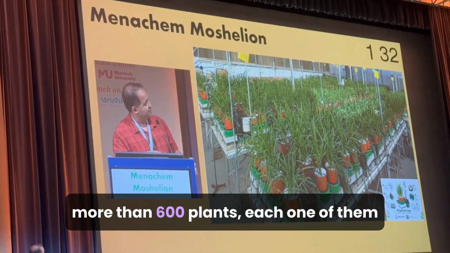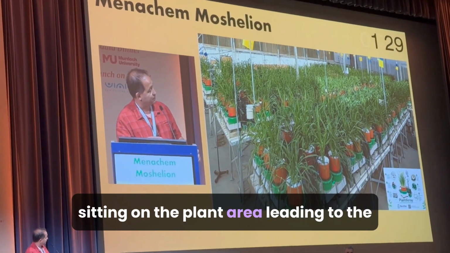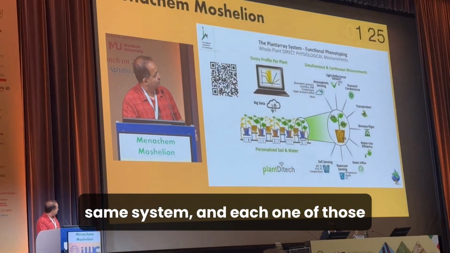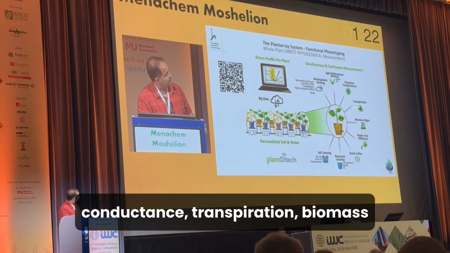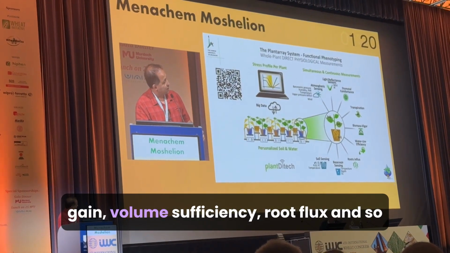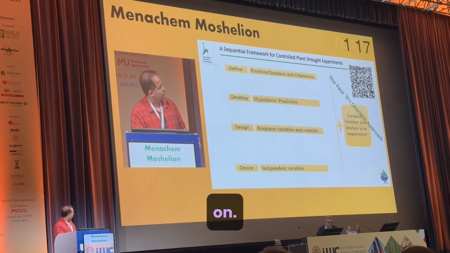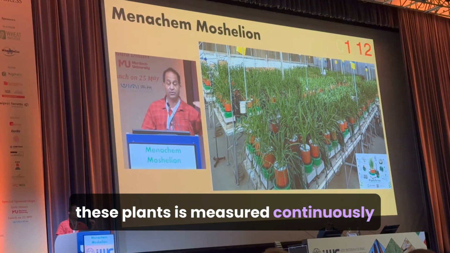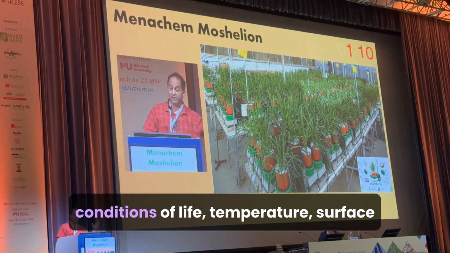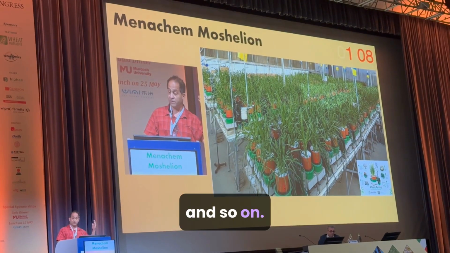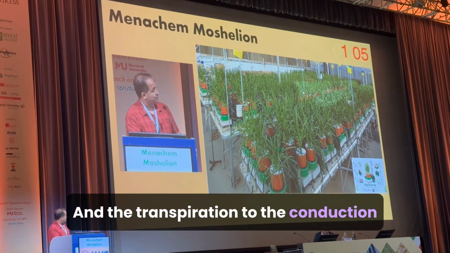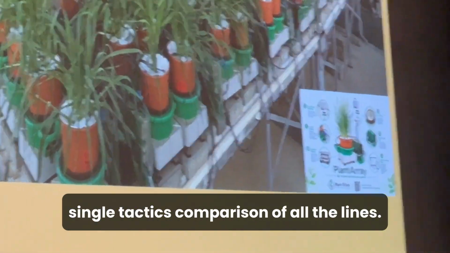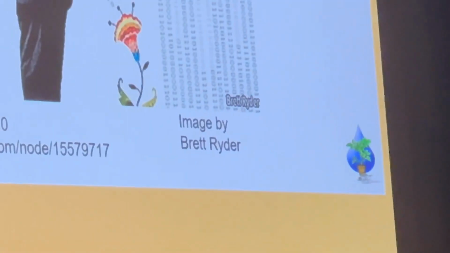We have here more than 600 plants, each one of them sitting on the plant array using the system. And each one of those being measured for stomatal conductance, transpiration, biomass gain, water use efficiency, root flux, and so on. And the nice thing about it is that each of these plants is measured continuously. Every few minutes, we measure all the conditions, light, temperature, CO2, and so on. And the transpiration and stomatal conductance of each plant. So we have a continuous and simultaneous comparison of all the lines.